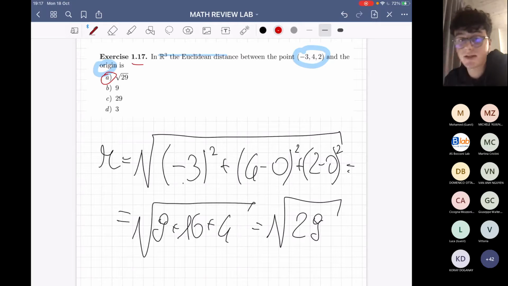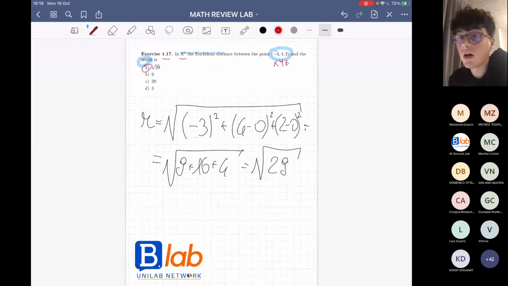So also for this exercise, the answer is not that difficult, and we can just apply the formula with the points we have for every kind of exercise like that. It's the same in R3, but if it had been in R2, it's completely the same, just we don't have 3 points, we don't have x, y, and z. Instead, with R2, we would simply have x and y, and it's the same exact formula.